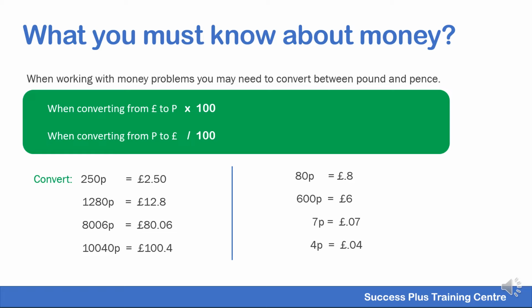80p equals 0.8 of a pound. 600p equals £6. 7p equals 0.07 of a pound. 4p equals 0.04 of a pound. If you had any of those values or previous values incorrect, then I suggest you work on your conversion until you reach accuracy. Because accurately converting from pound to pence and vice versa is paramount to answering money-related word problems.